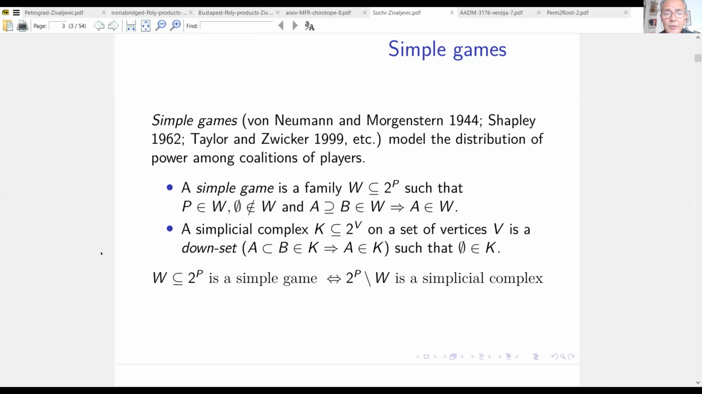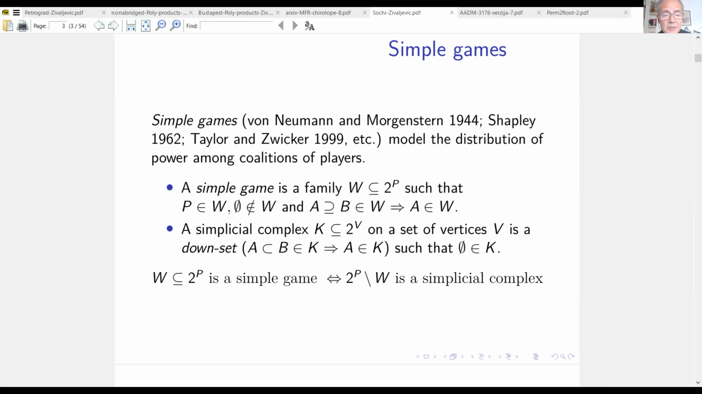So what are simple games? Simple games were originally introduced in this famous monograph by von Neumann and Morgenstern in 1944, and then studied by Shapley, Taylor, and Zwicker, and others. So simple games, in a nutshell, model the distribution of power among coalitions of players. Formally, the definition is the first line here.